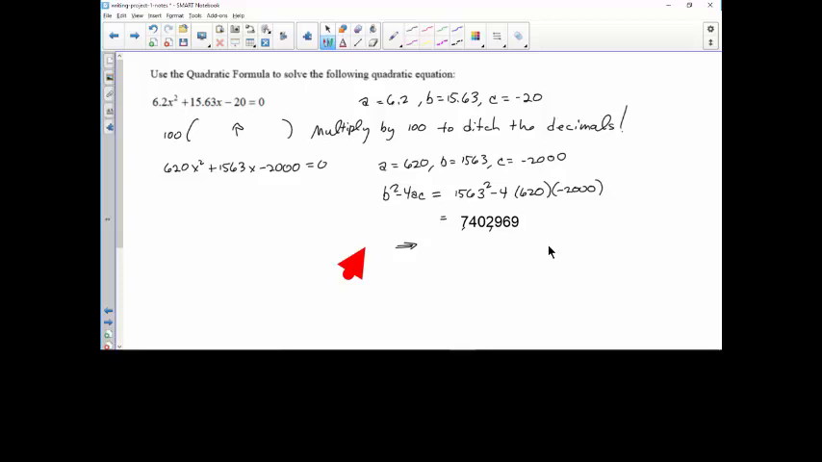Now let's go ahead and do the monkey chase the weasel. X equals negative b, negative 1563, plus or minus the square root of that 7402969. See how much cleaner my expression is over 2a, 2 times 620. And you could leave it right there like that as far as I'm concerned. Before you go to the calculator, you don't have to call that 1240. Who cares? Just so long as you enter things correctly.